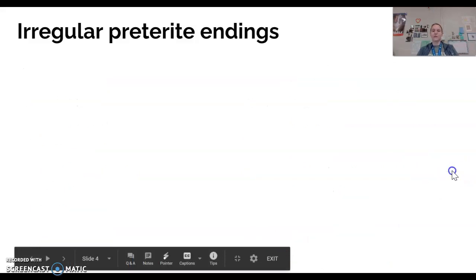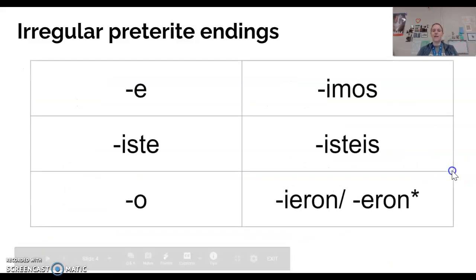Okay, so now let's look at these endings. So we have a, iste, o, imos, istes, and ieron. Okay, so we're going to take those new stems, anduve, so like andar, yo anduve, tú anduviste, usted, ella anduvo, nosotros anduvimos, vosotros anduvisteis, and ustedes, ellos, ellas anduvieron.